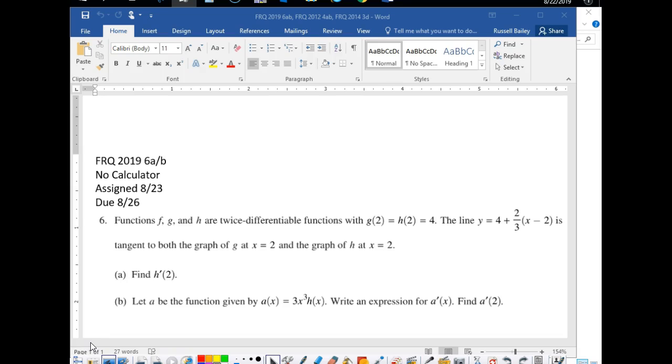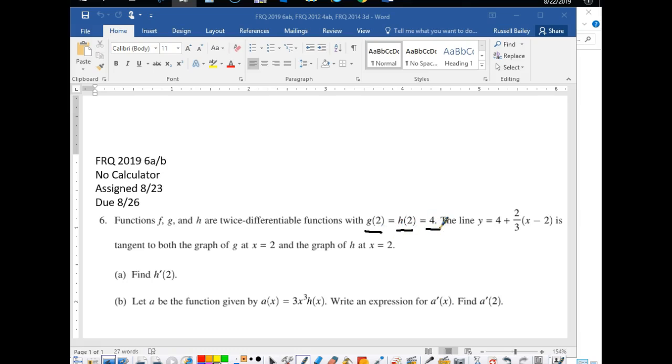So first of all, it says the functions f, g, and h are twice differentiable. What that means is all of these functions, you can find the first derivative if you want to, and you can also find the second derivative of these functions. That's what it means to be twice differentiable. I don't think that really matters, though, for part A or B, but I just thought I'd talk about it. Now, what does matter is that g of 2 is equal to h of 2, which equals 4.